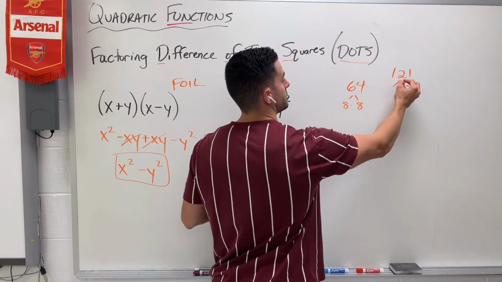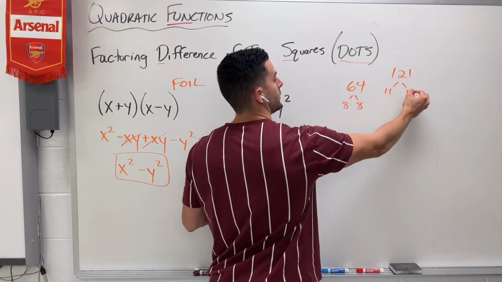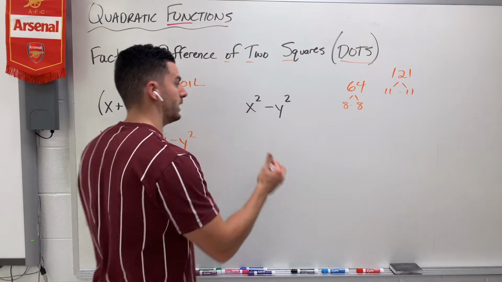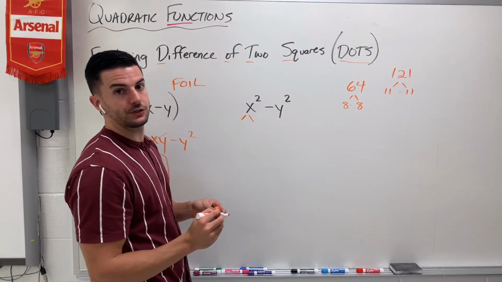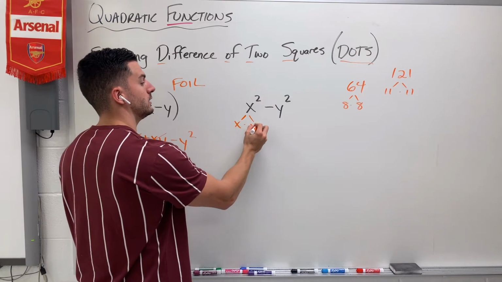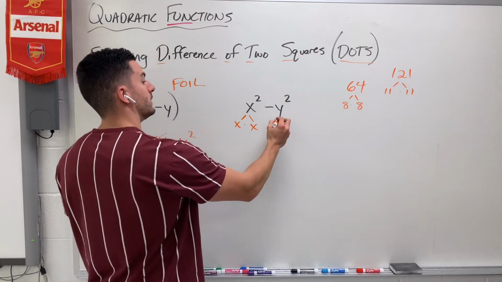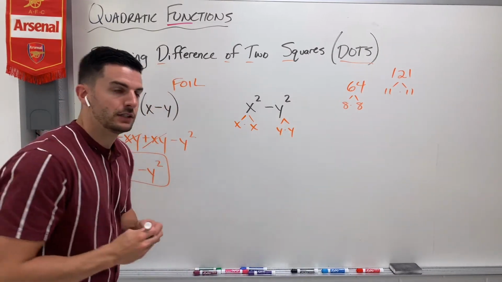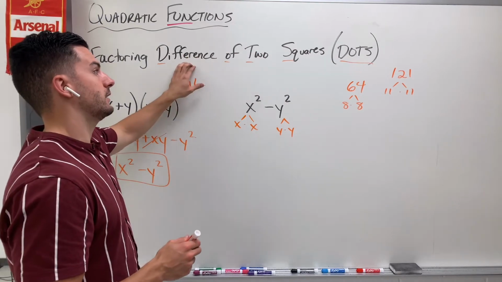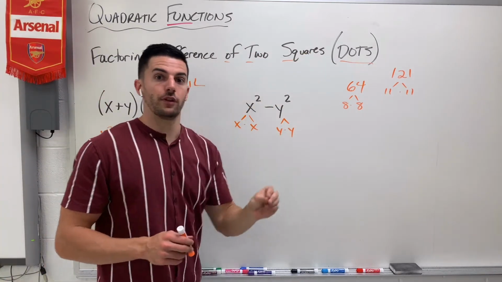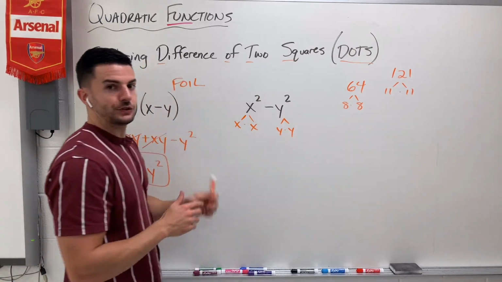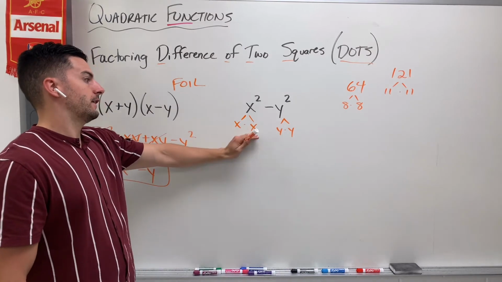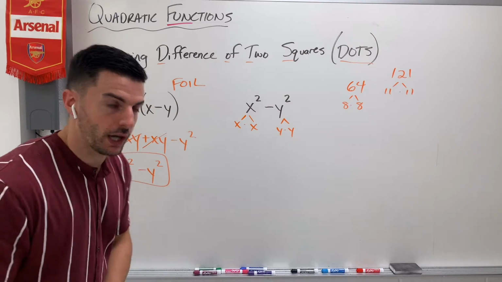121 is a perfect square because it is 11 times 11. x squared and y squared are perfect squares because x squared, you could write as something times itself, x times x. And then y squared is also a perfect square because you could say y times y. So that's the key: it's two terms being subtracted, and both of those terms are perfect squares. When you see two perfect squares being subtracted from each other, you can factor it in a very easy way.